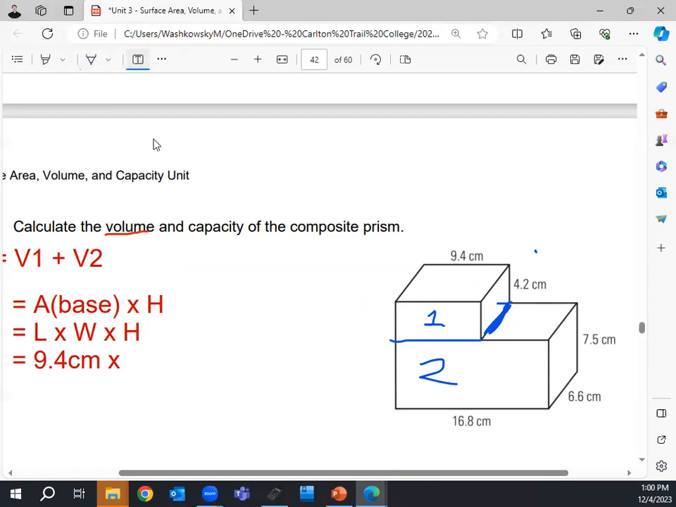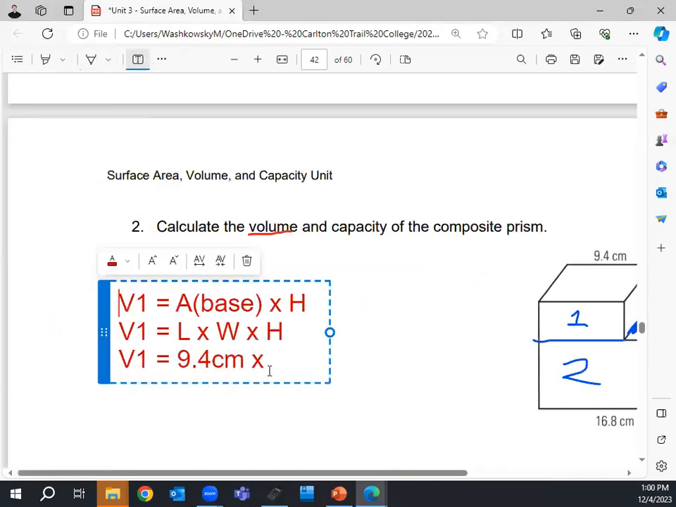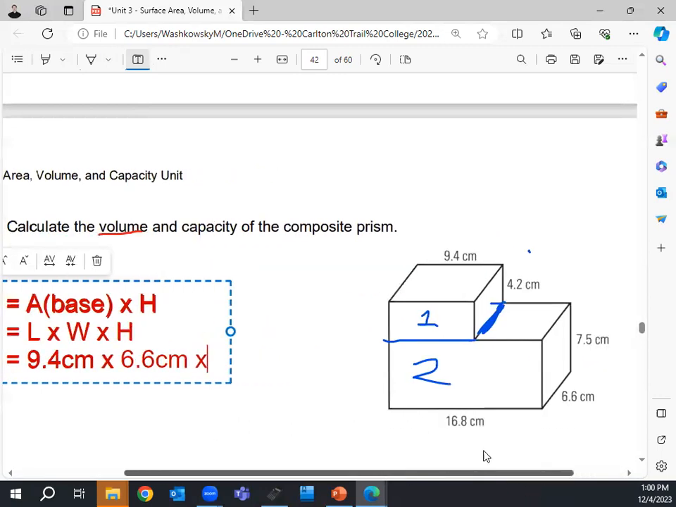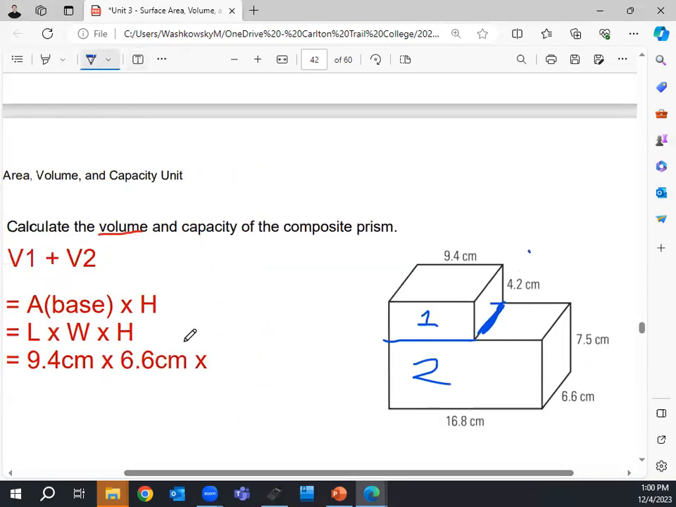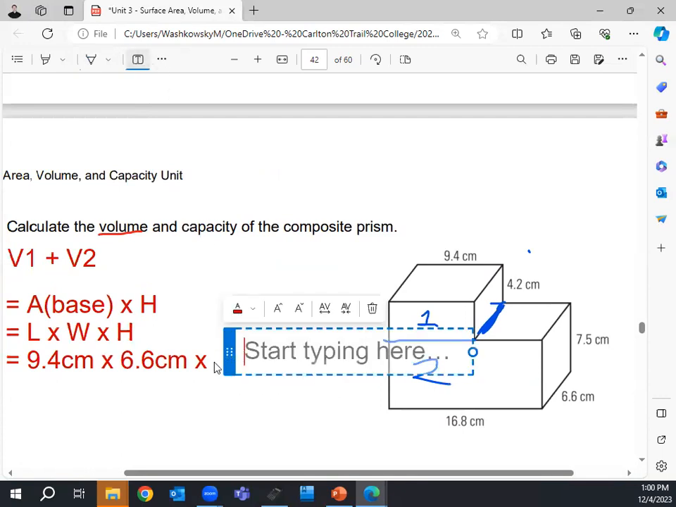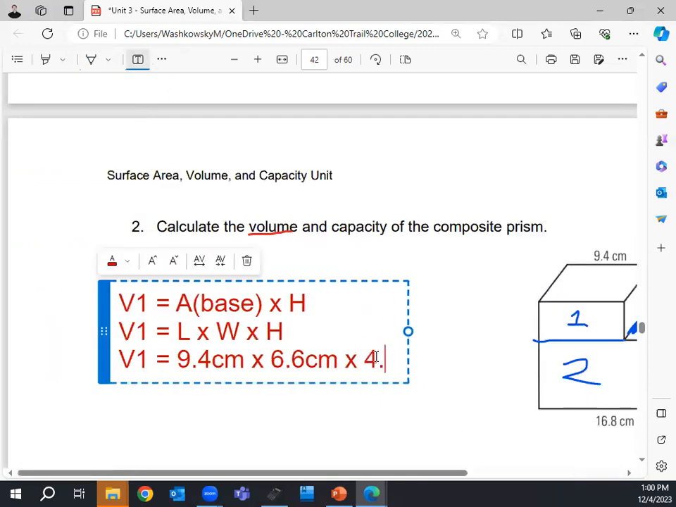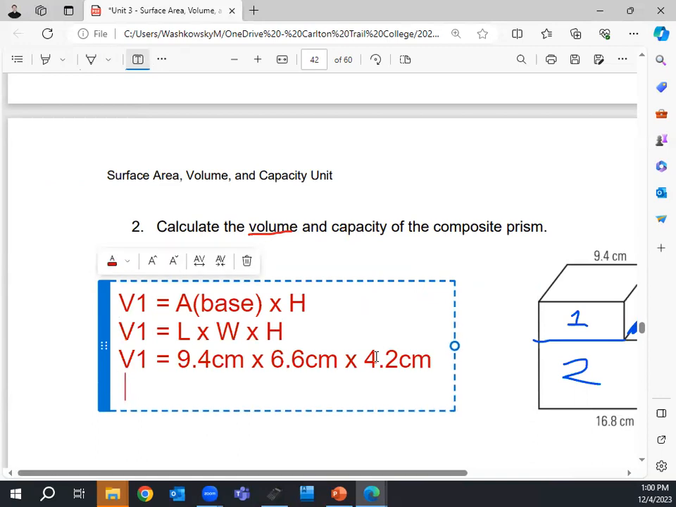So the width of it is going to be, what did I say that was? 6.6 centimeters. And then what's the height of it? 4.2, yeah. And so for my total volume, all I now need to do is punch those numbers into the calculator. 9.4 times 6.6 times 4.2 is going to give me 260.57 centimeters cubed.